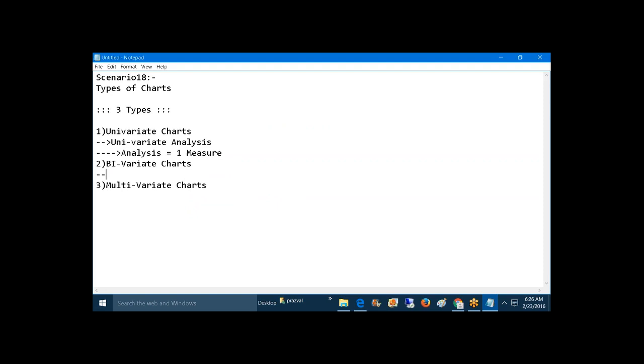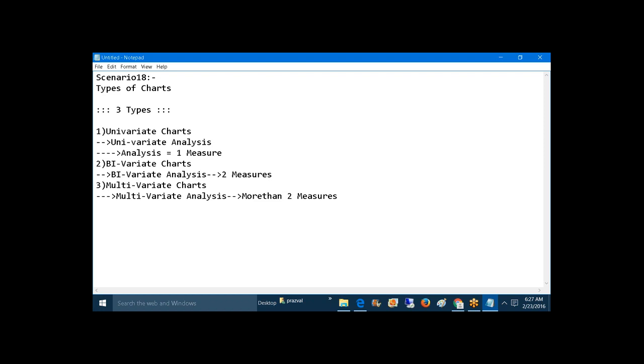And next, number two, bivariety analysis. So what is a bivariety analysis? The chart supporting the bivariety analysis, which means the analysis contains two measures. What about multivariety? The chart is supporting the multivariety analysis, then such a kind of chart is called the multivariety chart. So what is a multivariety analysis? Analysis that contains more than two measures is known as the multivariety analysis.